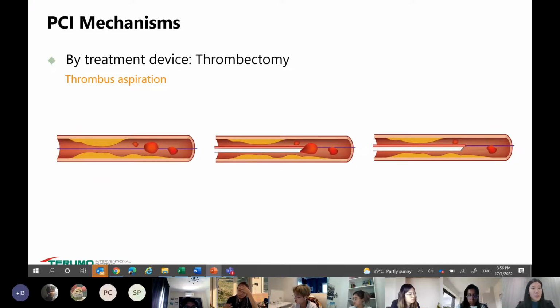And finally, there's this treatment device called the thrombectomy. Thrombectomy actually removes the thrombus. So it aspirates or vacuums out the blood clots. In a PCI procedure, sometimes your heart attack is caused by the lesions bursting. Once the lesions burst, it releases blood clots into your arteries, and these blood clots will then block your artery. So thrombectomy is one of the techniques used to remove the blood clots by a vacuuming system. Later, I will also show you in detail how an aspiration catheter works.